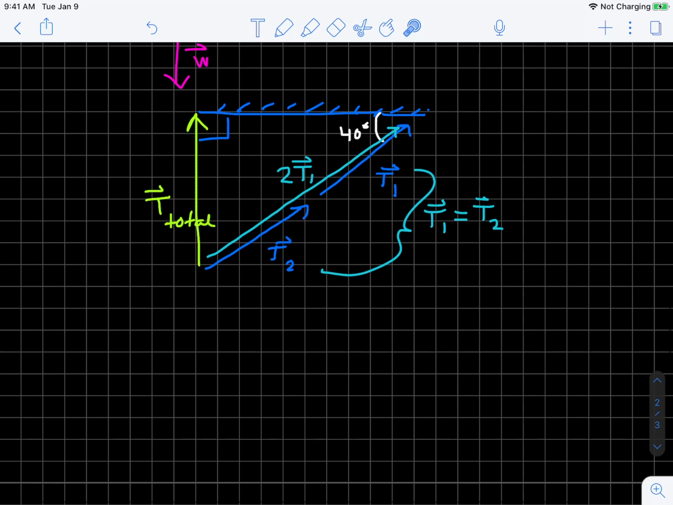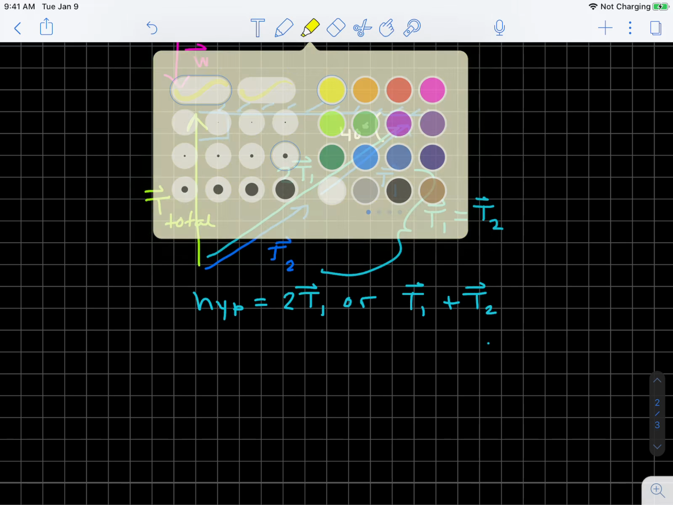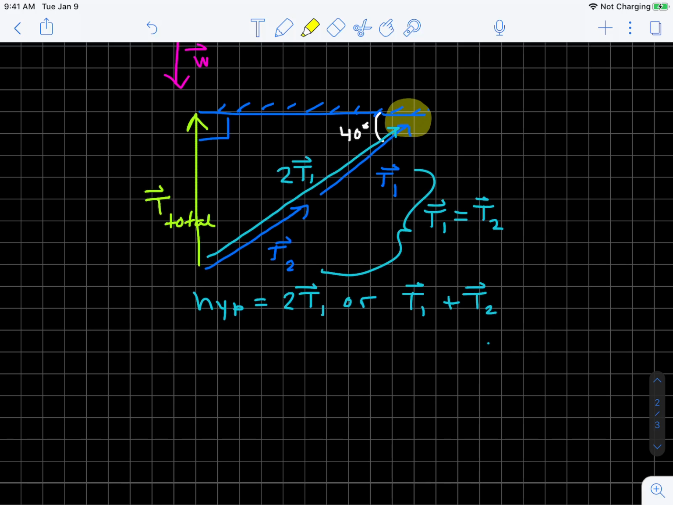So now we have a triangle where my hypotenuse is equal to 2 times tension 1, or tension 1 plus tension 2. Same thing. All right, if I put a spotlight on my angle that I'm given, it shines on the opposite side, so I know that the opposite side is your total tension, which I know is equal to 294 newtons.